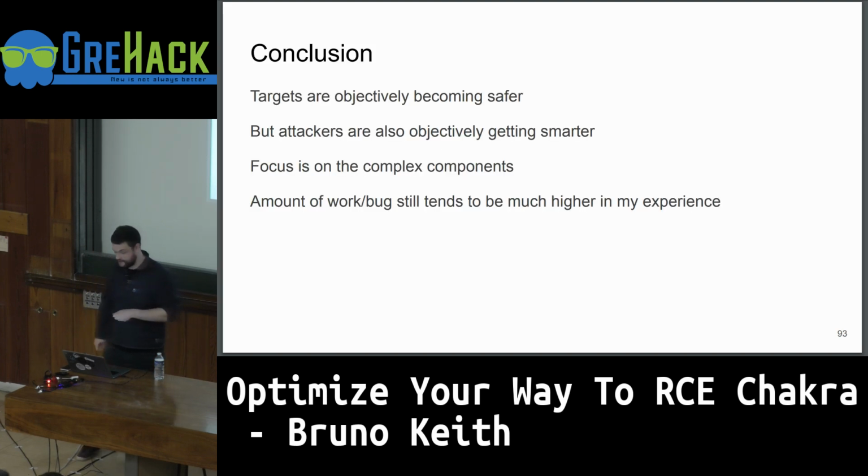So in conclusion, I'd say that targets are objectively becoming safer. Even in my short time as a full-time vulnerability researcher, I've seen the change, at least for the JIT compilers and JavaScript engines. But attackers are also objectively getting smarter at the same time, because the people that were attacking your target two years ago are the same ones doing it today, so they became smarter in the meantime. Focus, I'd say, is still on the complex components. The JIT is the most complex component of the JavaScript engine, and that's where all the focus is right now. And where complexity lies, bugs lie, basically.